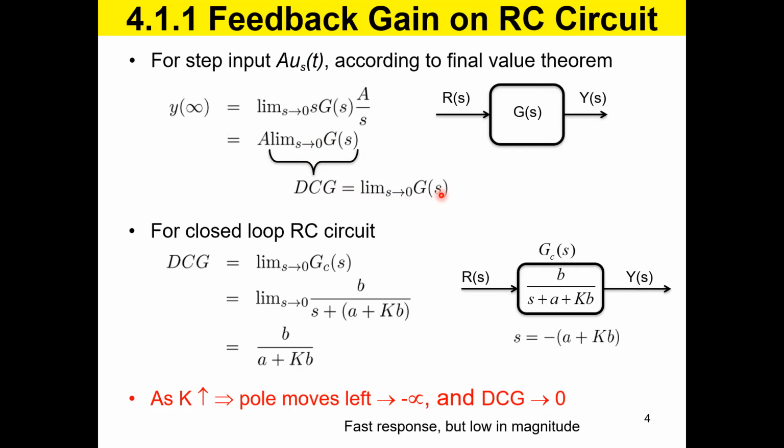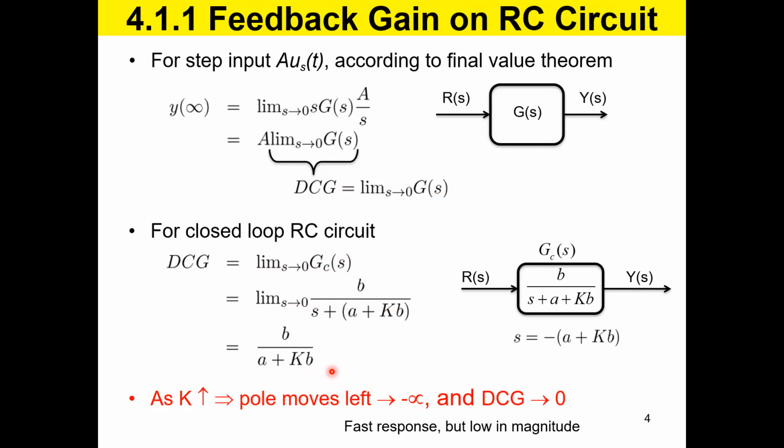So if you look at the closed loop RC circuit we just derived, you can write the DC gain of the closed loop RC circuit as limit s goes to 0 of Gc(s). So what is Gc(s)? Gc(s) is this one, B over S plus A plus KB. As s goes to 0, this becomes B over A plus KB. This is the DC gain, B over A plus KB.